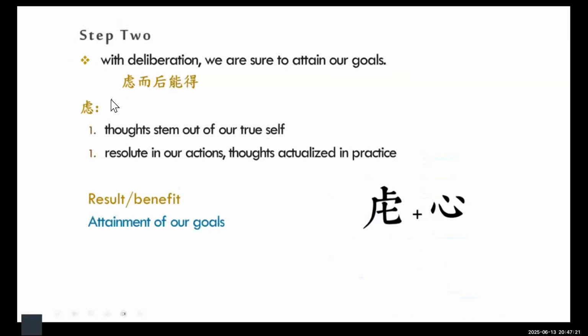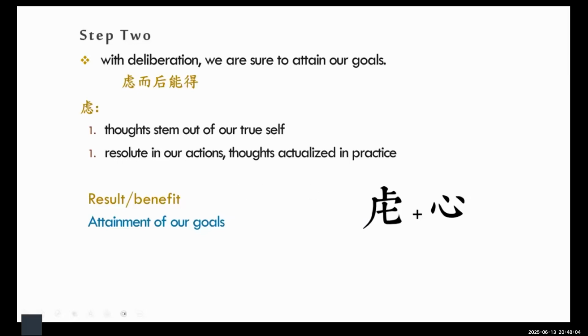Now the next one is 虑而后能得. With deliberation, we are sure to attain our goals. The Chinese 虑 literally means to think, to ponder, to deliberate, to contemplate. Interesting about this is that it's composed of two parts. The top part is like a horse. No, I'm sorry, a tiger. And the second part is our heart.